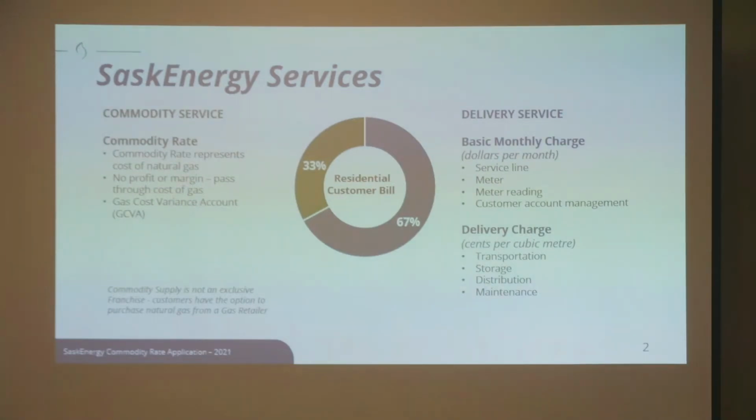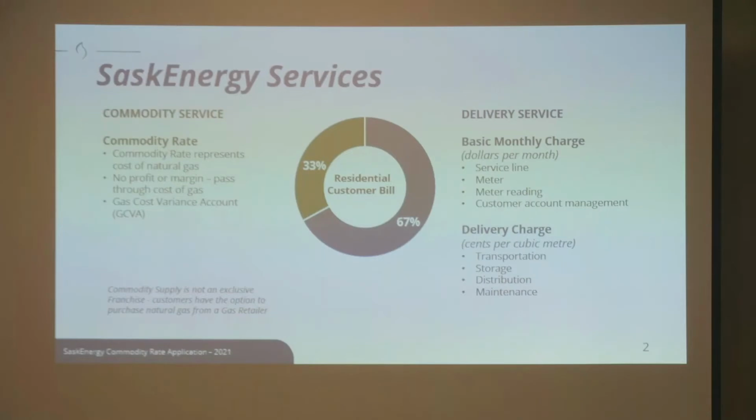So as I mentioned at the outset, this is about the commodity rate application. And if you ever look at your SaskEnergy bill, you will see that we have it split into 2 components, really. And those 2 components are quite fundamental to how we provide service to our customers. On the left-hand side of that pie chart, you can see commodity service. And again, because this is our commodity rate application, that is the area with which I will be talking about. The other side of the bill is about the delivery. That's how we get the gas to your home, to your business, and to the various industries. But this application will strictly be on the commodity side.